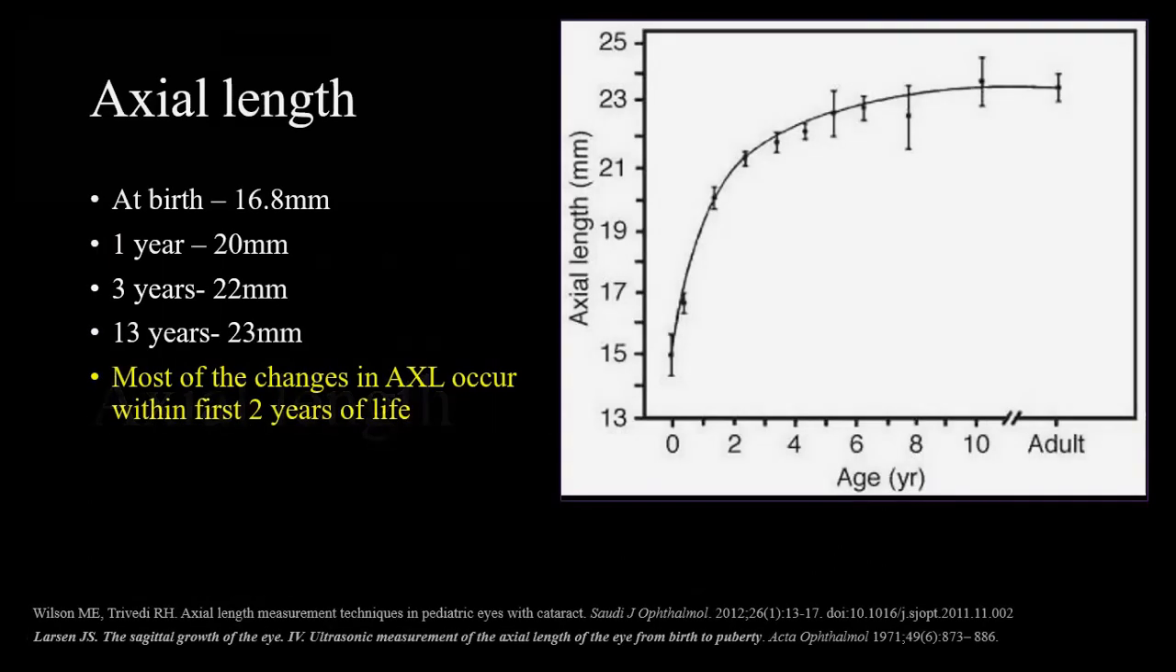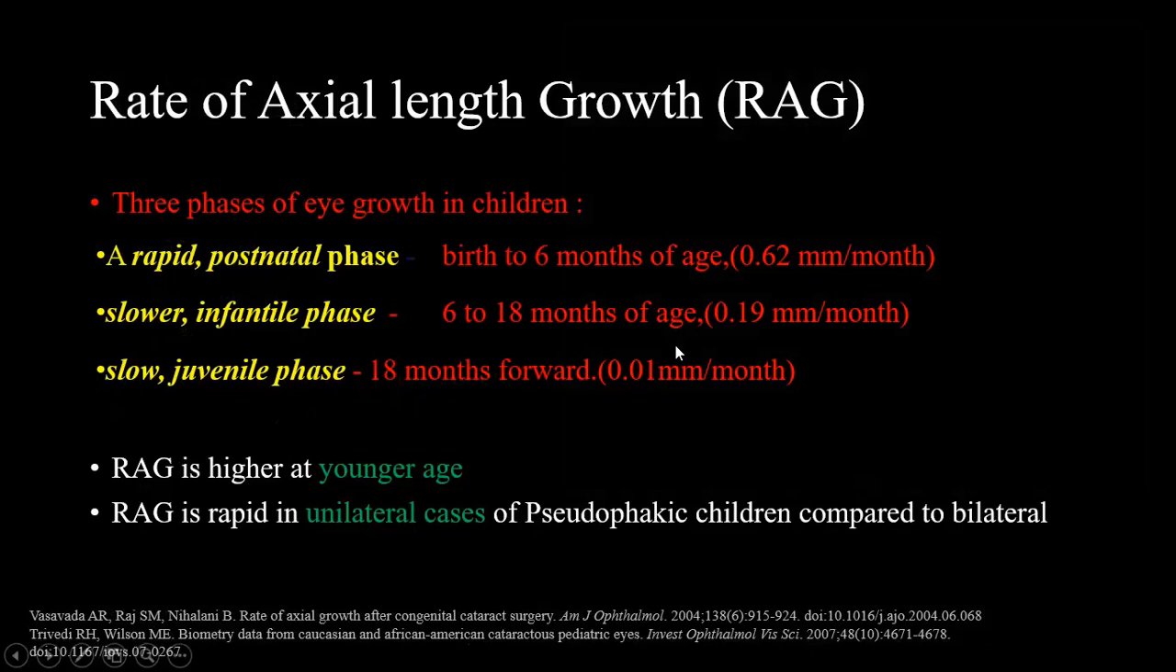So next is axial length. At birth, the axial length is only around 16.8 millimeter, and as age increases, it progressively increases. Most of the changes in axial length occur within the first 2 years of life. The rate of axial length growth has 3 phases: a rapid postnatal phase, a slower infantile phase, and a slow juvenile phase. This rate of axial length growth is higher at a younger age and is rapid in unilateral cases of pseudophakic children compared to bilateral.